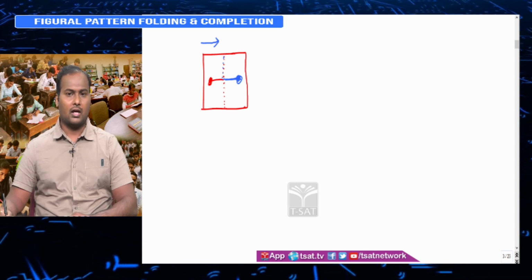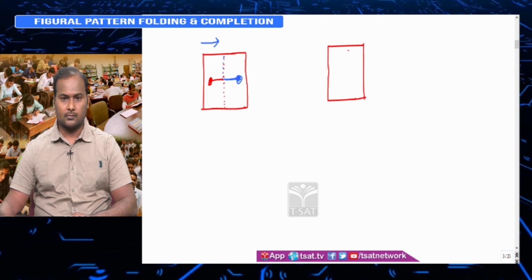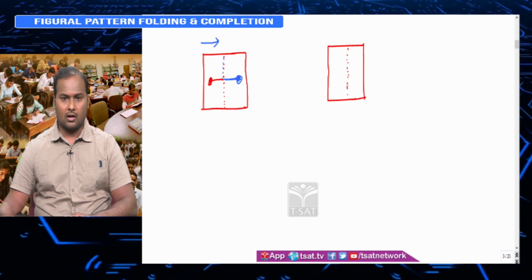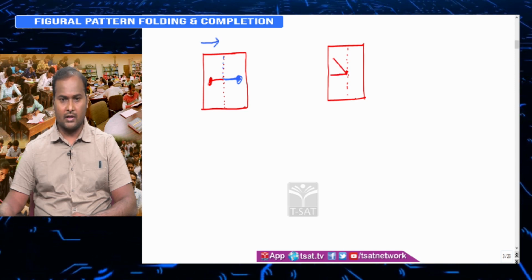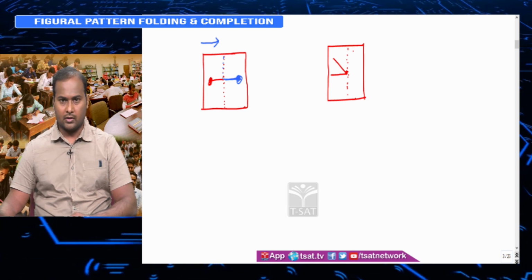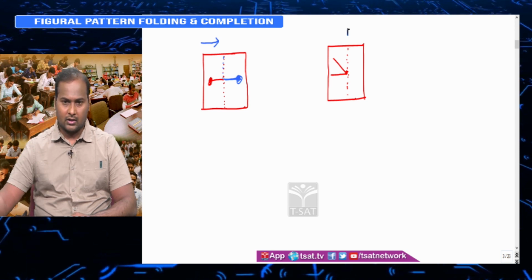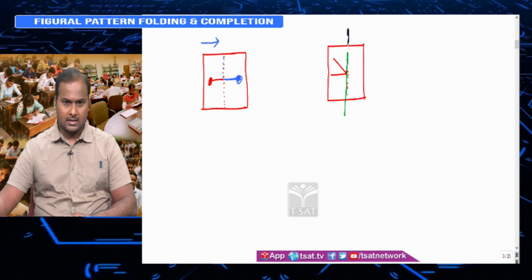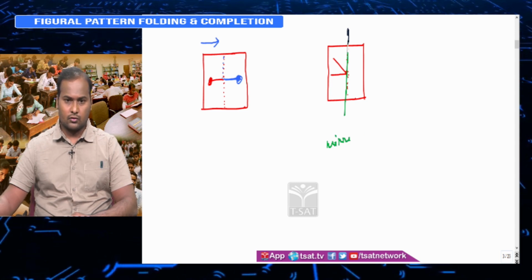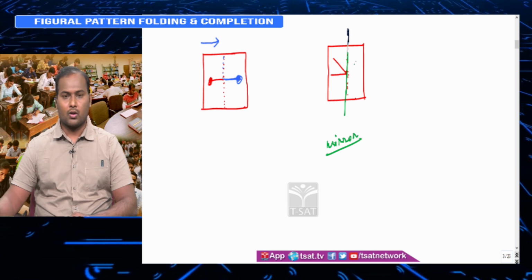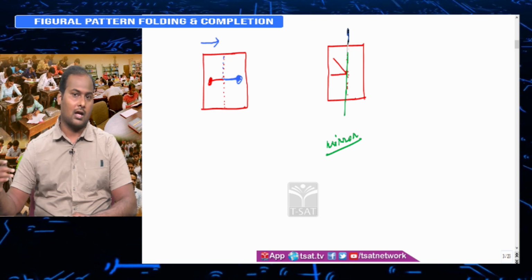For this, the student has to focus mainly on the mirror image. Let's see this. For example, in this paper, they will provide a dotted line. Imagine they're asking like this: this is the image, what will happen if I fold this particular image? The student has to observe that whatever dotted line is given should be seen as a mirror. Once you see this mirror, whatever is near the mirror will be near the mirror, and whatever is away from the mirror will be away from the mirror.